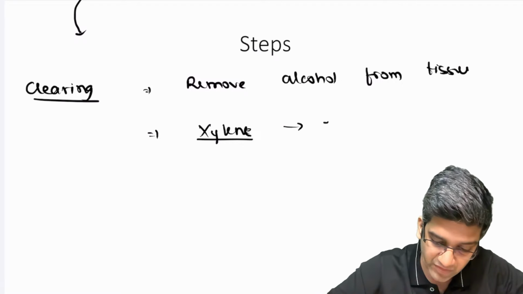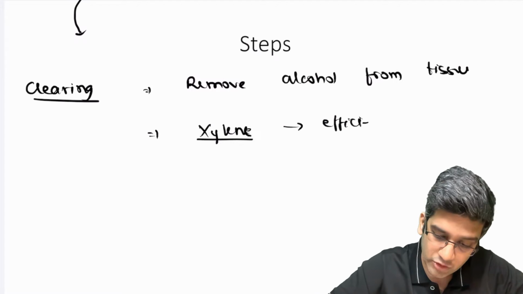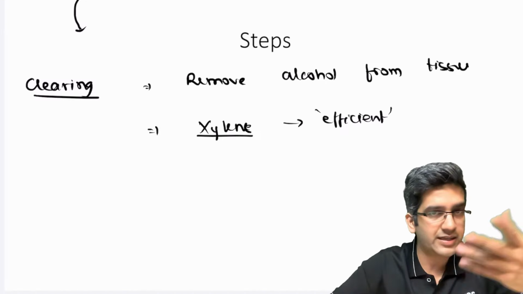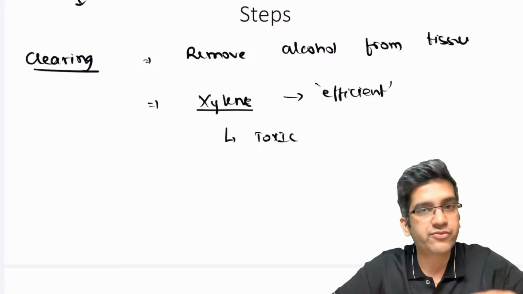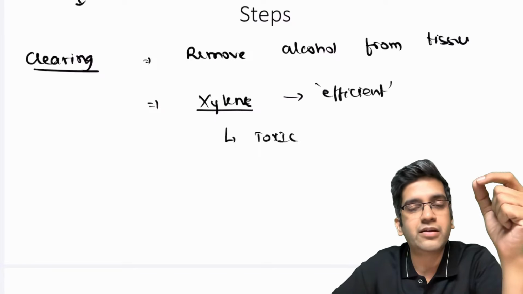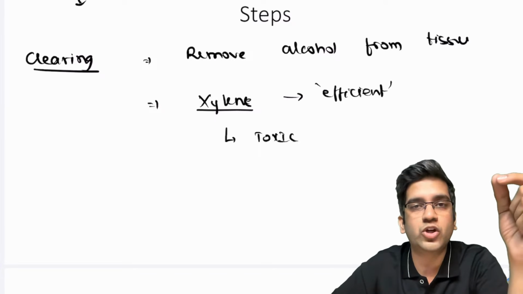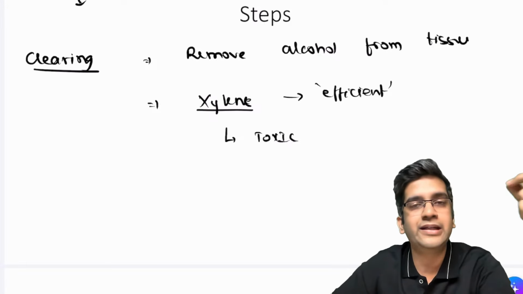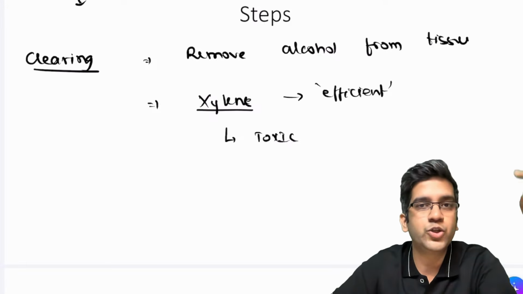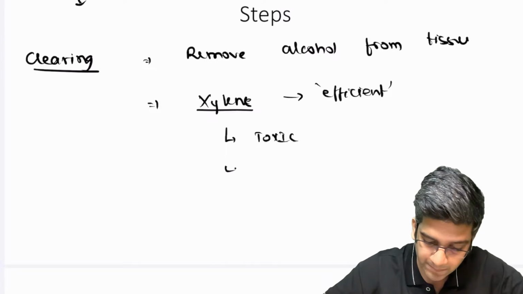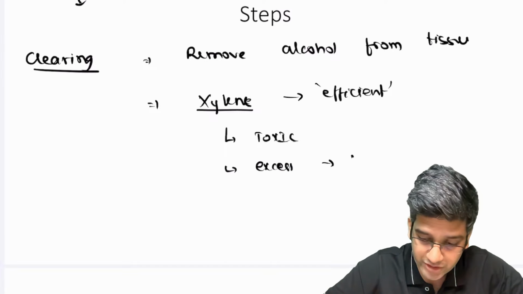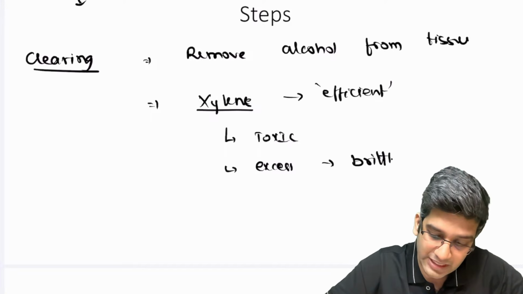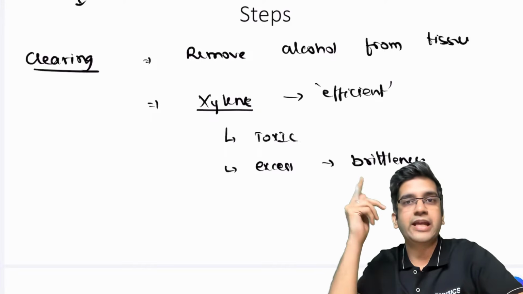It's very efficient at removing alcohol and replacing it with xylene. The only issue is it's a toxic compound, so the fumes should be limited. There are techniques in the lab to measure the toxic fumes, and based on that, the entire ventilation should be properly orchestrated. And if it's used in excess, it might cause brittleness. The tissue will start breaking. That's the reason the timing is important.